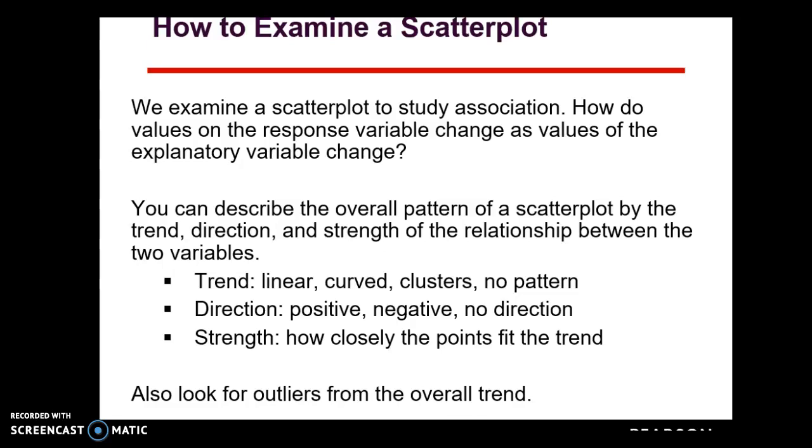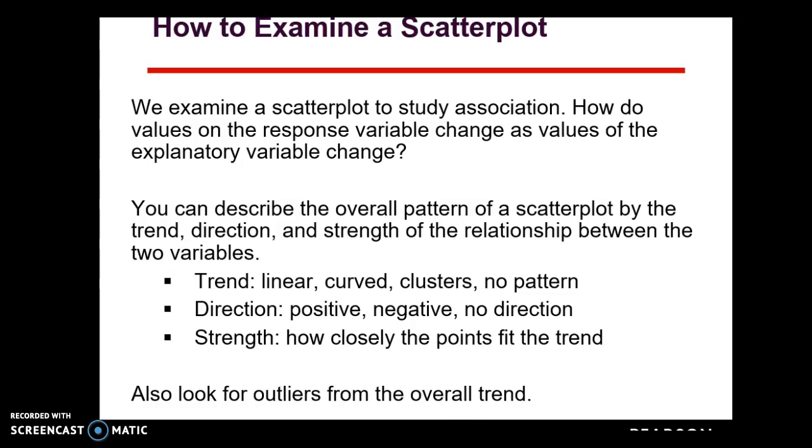We're going to look at trend. Does it appear to be a linear relationship? Could you imagine a straight line in there? Maybe curved in some way, maybe clusters, more than one cluster, maybe two or three clusters. Maybe there's no pattern. The direction, is it positive?